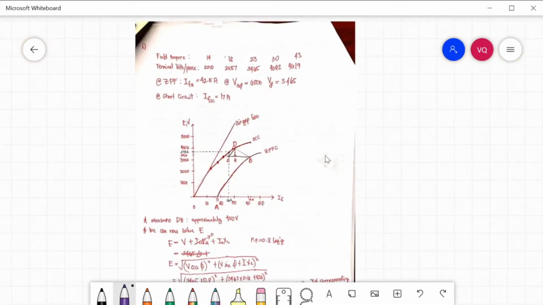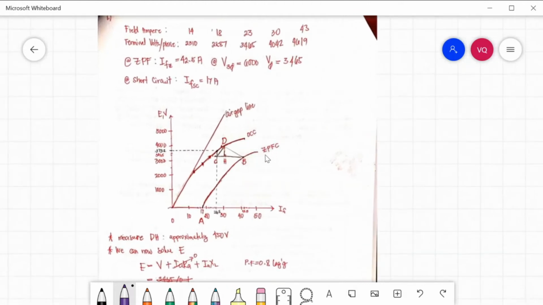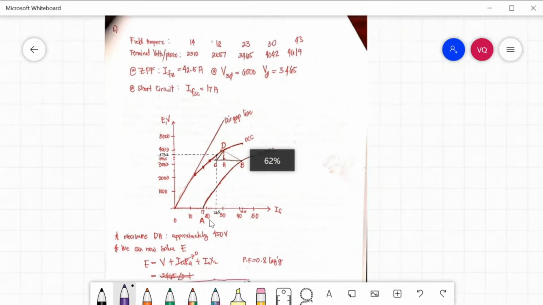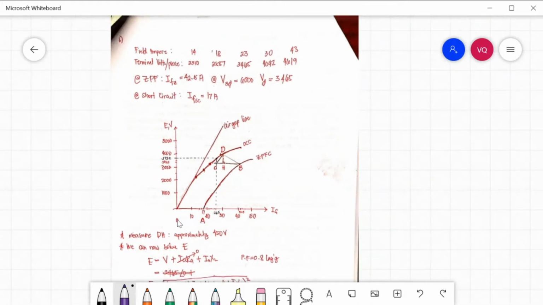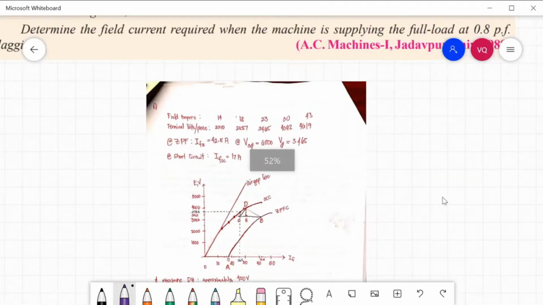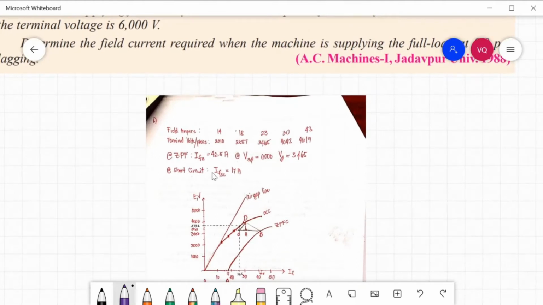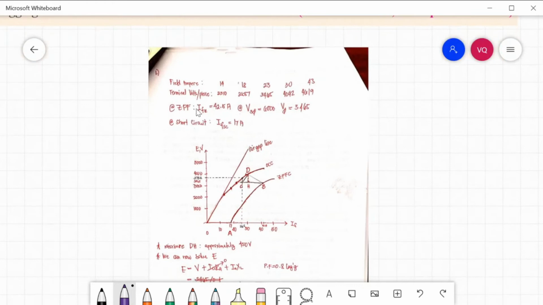Now we will draw the OCC and the ZPFC, the open circuit curve and the zero power factor curve. First, point OA is 17 amperes, which is the field current at short circuit. So from 0 to 17, that is your point OA. To draw the ZPFC, you will locate your point B. Point B is 42.5 amperes, the zero power factor field current. Then you connect the 17 amperes point and your point B. Now you have your ZPFC.